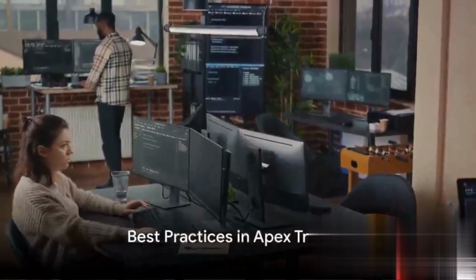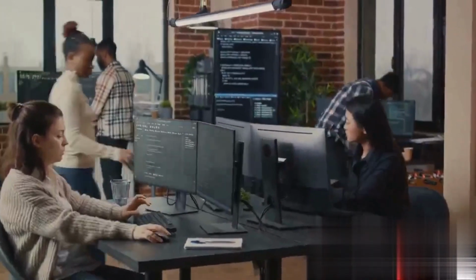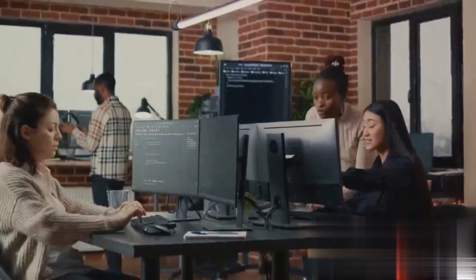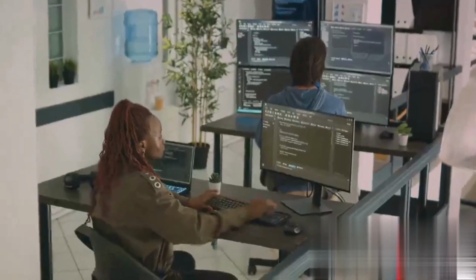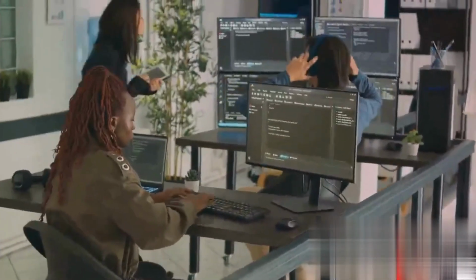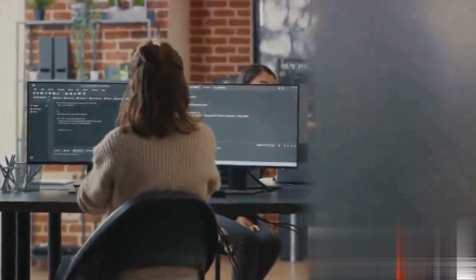So, you can write an Apex trigger, but how do you write a good one? This question leads us to the best practices in Apex trigger development, an essential segment in our journey of mastering Apex triggers. First and foremost, let's talk about using helper classes. Helper classes, also known as service classes, are used to house the business logic that your triggers require. This promotes code reusability and maintainability.